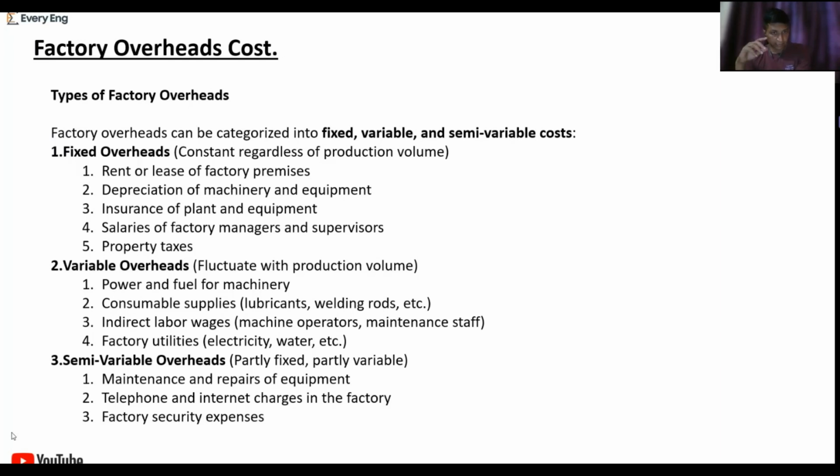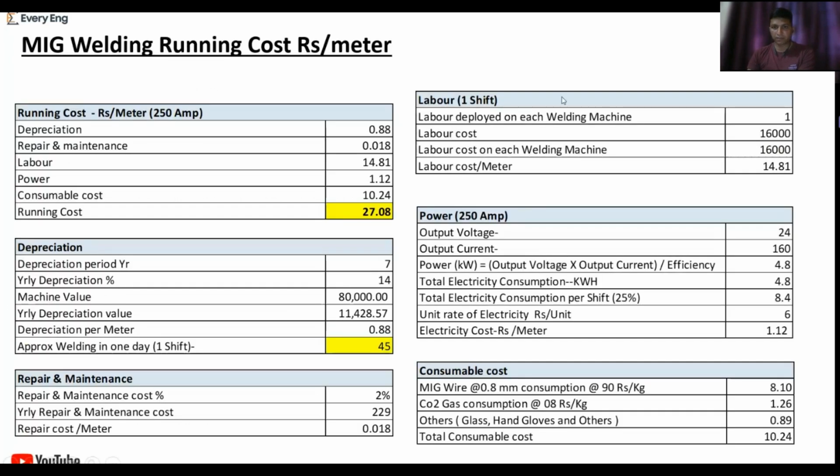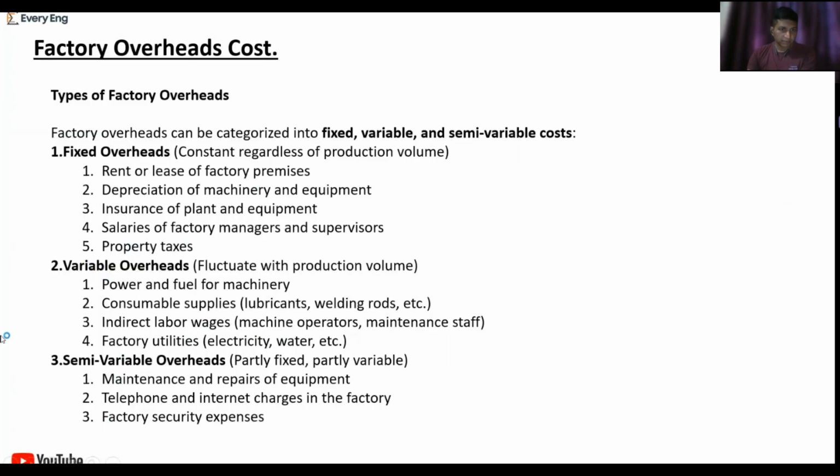In that condition, labor insurance is considered in our labor cost. Maybe welder cost is 14,000, and 2,000 is extra. This is ESI, UAN, PF, and other expenses. So salaries, some taxes, and variable costs, you see, like power cost, but for machinery cost we already considered machine running cost.